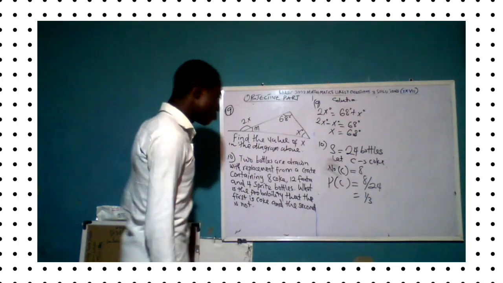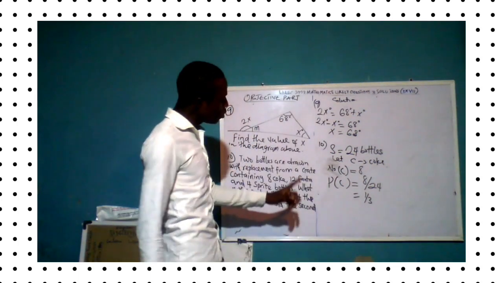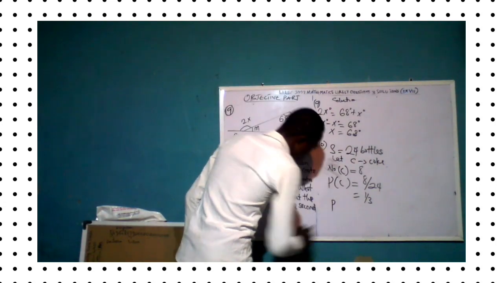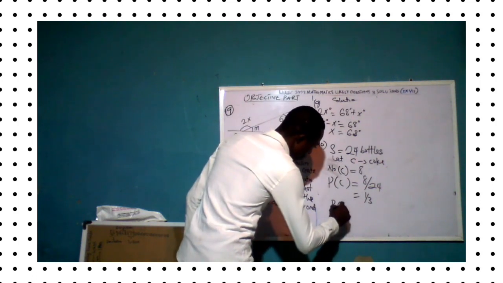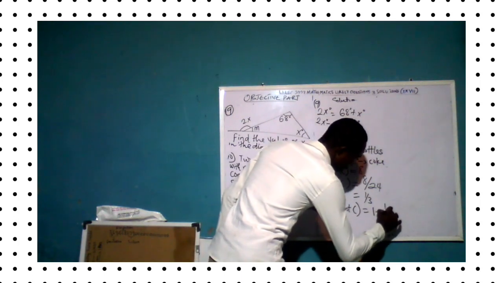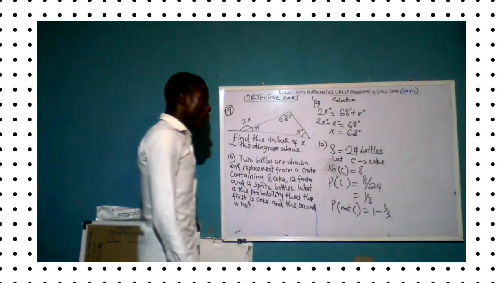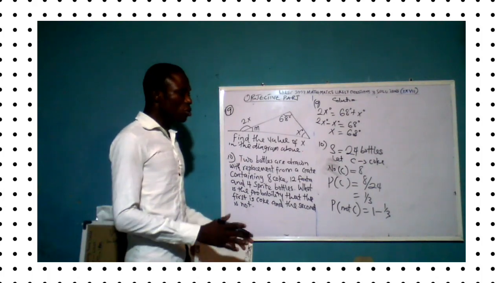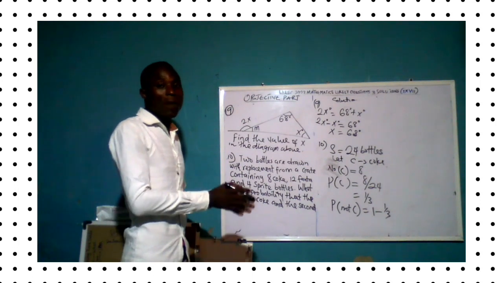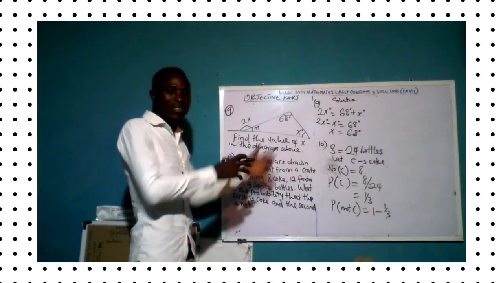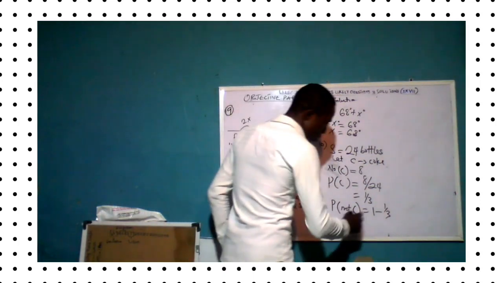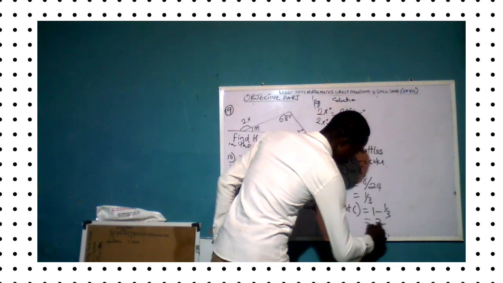So if the probability of Coke is 1 all over 3, the probability of not Coke will be 1 minus 1 all over 3. Take note of that: once you get the probability of an event happening, the probability of the event not happening is equal to 1 minus the probability of that event happening. That's just as simple as that. So from here this is equal to 2 all over 3.